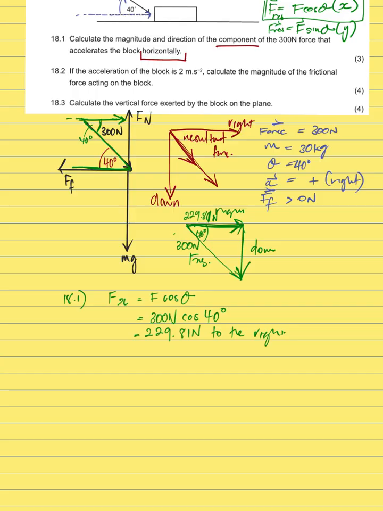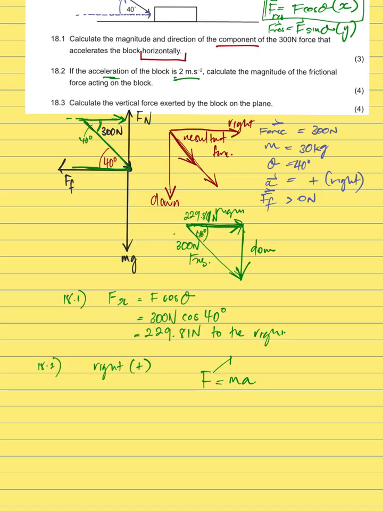Right, the next thing they want: they're telling you if the acceleration of the block is 2 meters per second squared, calculate the magnitude of the frictional force acting on the block. When we do a question like this, 18.2, the first thing you need to show your marker is to say anything that moves to the right would be considered as positive. And if we ask to work out acceleration, the formula we're using is F is equal to ma.